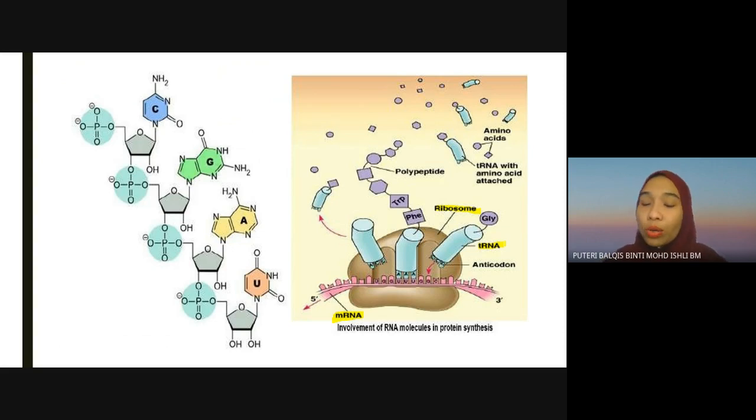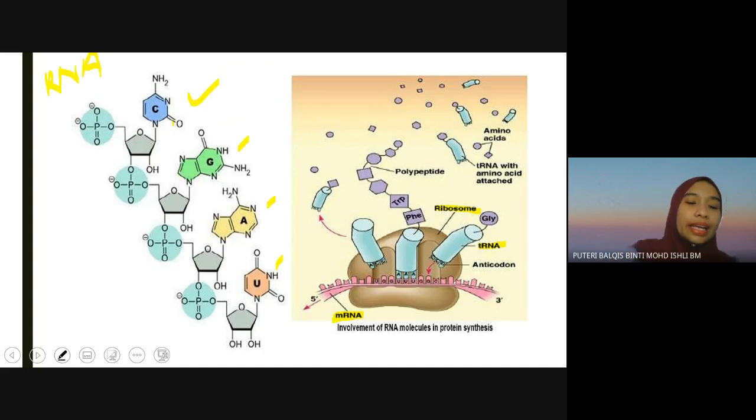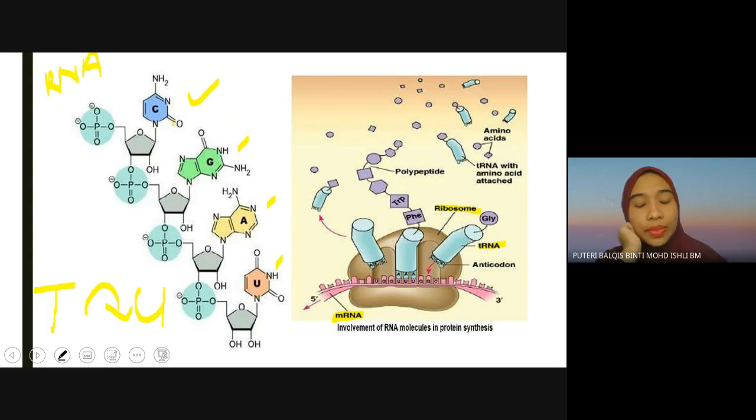Expression of biological information. Okay, so this is RNA, the single-stranded polynucleotide. As you can see, dia tak ada base, dia tak ada partner dia. Okay, dia single. We have CGAU. So the bases for RNA are CGAU. Dalam RNA, T tu digantikan dengan U. Okay, dalam RNA, base T digantikan dengan U. So AUGC.